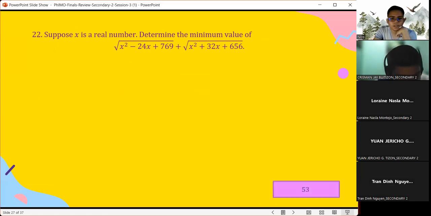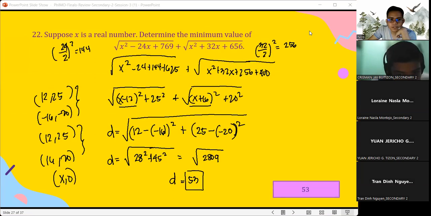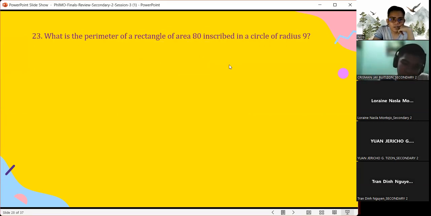Okay, let's have number 23. Ay, wait, the answer is 53. Is it the same? 53. Okay, we have 12 minutes left now. What is the perimeter of a rectangle of area 80 inscribed in a circle whose radius is 9?